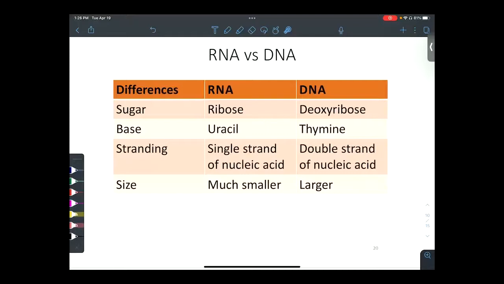Yeah, the sugars differ. Another difference is the bases. We already talked about that. It's U instead of T for RNA. And do note that both of those go with A. All right, so both RNA and DNA use A, but the complementary nitrogenous base is different for RNA and DNA. U is for RNA, T is for DNA.